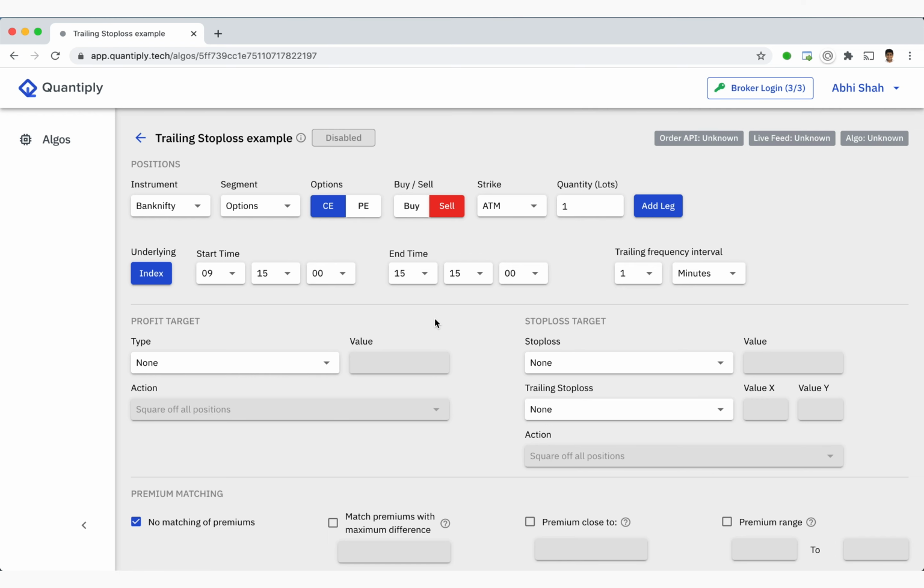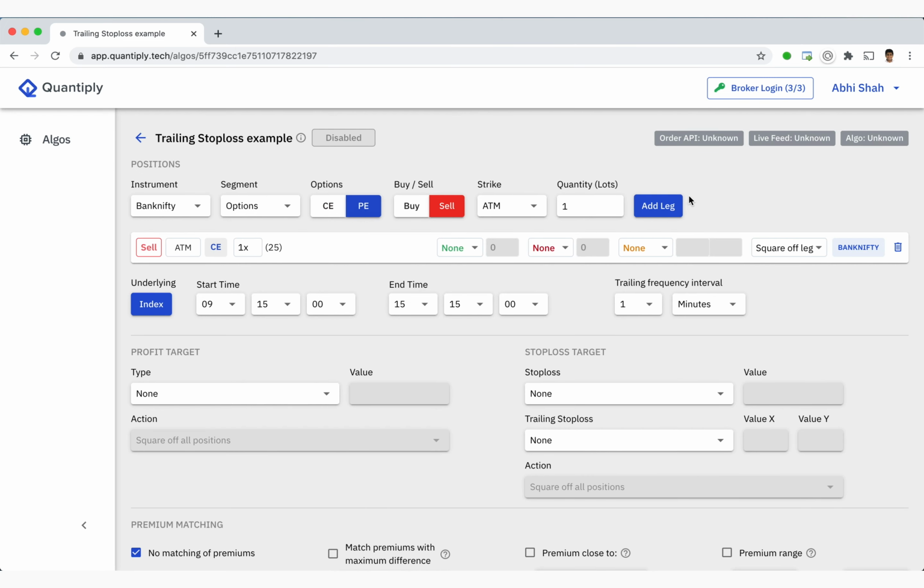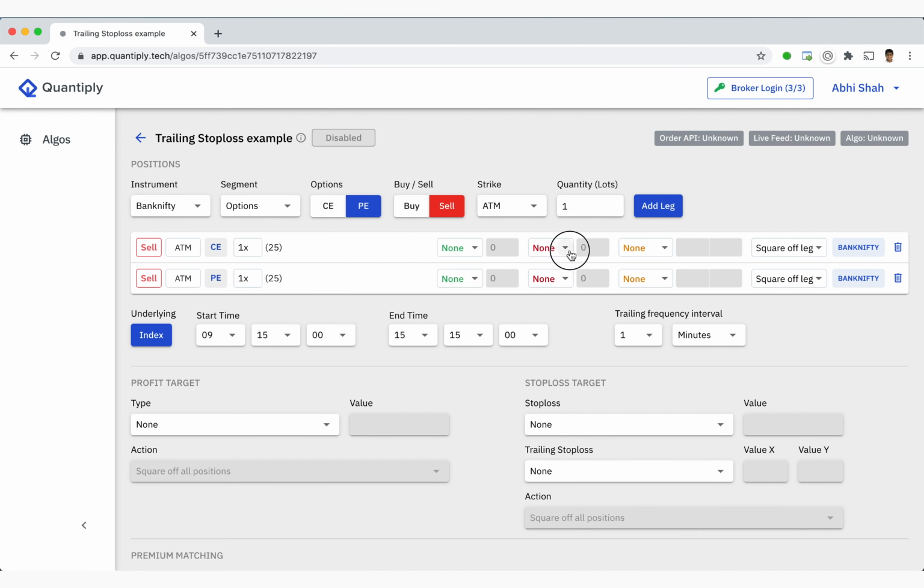Now that we've understood trailing stop loss, let's come over to our Quantiply dashboard and see how to configure your trailing stop loss settings. Let's create a fresh algo where we are selling a straddle. Let's give a stop loss of 50% to each leg.